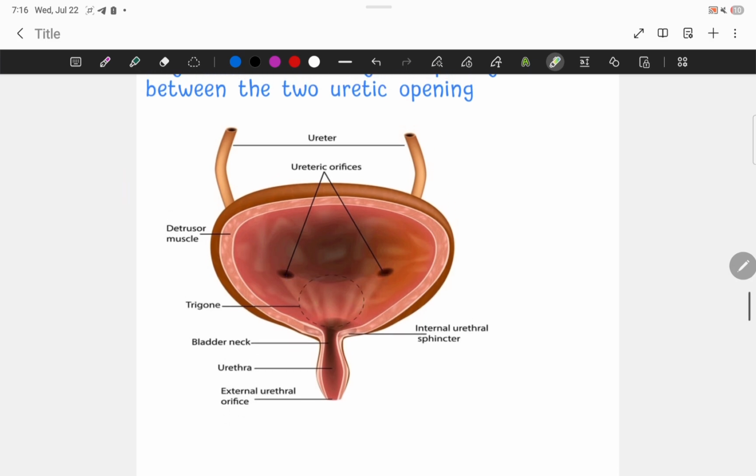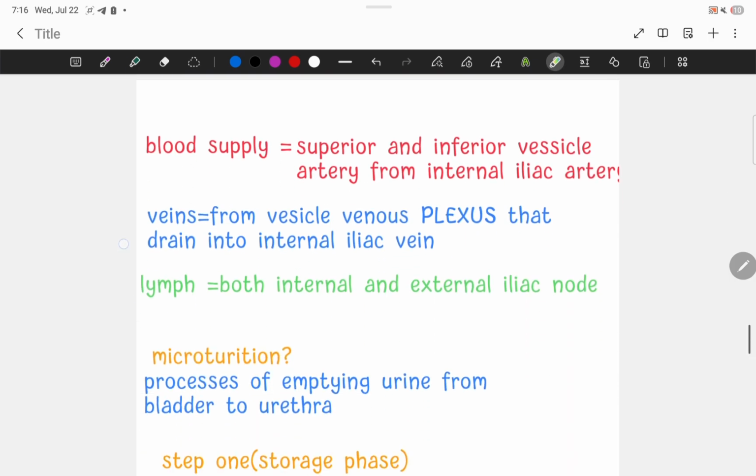And we see in this picture the detrusor muscle, the internal urethral sphincter, the bladder, the neck of the bladder. We see the urethra. This is the urethra, and the external urethral orifice. We talk about this muscle in the next slide.